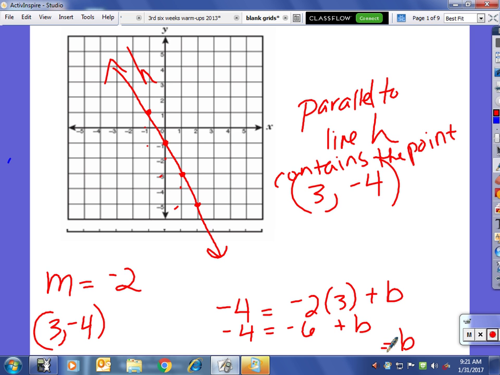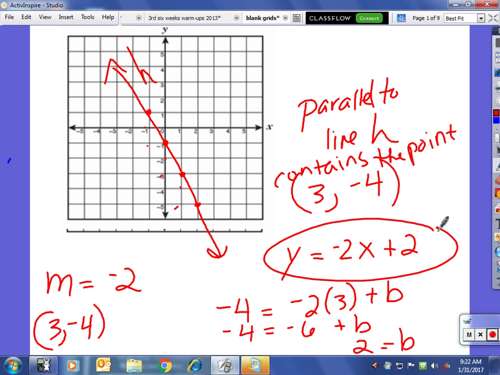All right, what are y'all getting for the y-intercept here? 2. So what would the equation of the line be that I was trying to describe to you? Yes, and I'm just going to graph it on here. Y equals negative 2x plus 2. Down 2 over 1, down 2 over 1. Do these lines look parallel? Yes, because they have the same what? Slope. Now my line was supposed to go through the point 3, negative 4, did it? It sure did, right there, 3, negative 4.